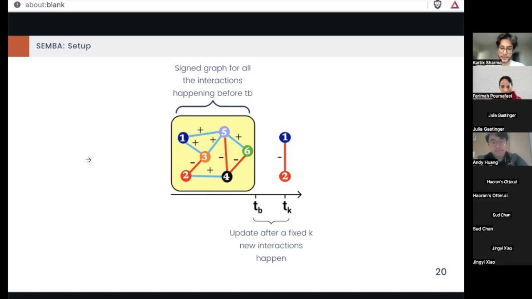We fix a number k and wait for k new interactions to happen, and then we batch all these interactions until the last timestamp that it was updated, and then we update the representations again. Just a quick thing: this is different from how we do it in discrete time, where the time interval would be fixed instead of the number of interactions. And that's how this would work.